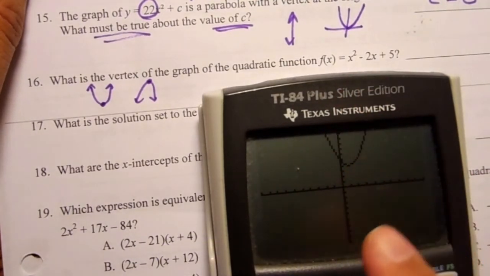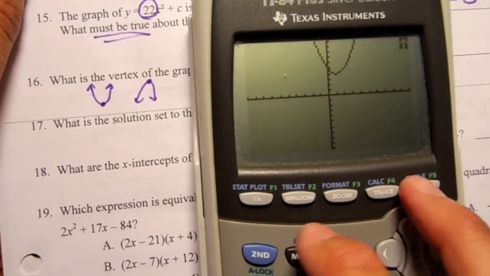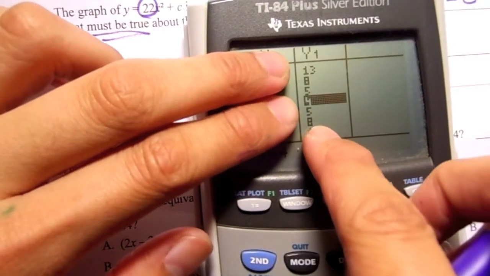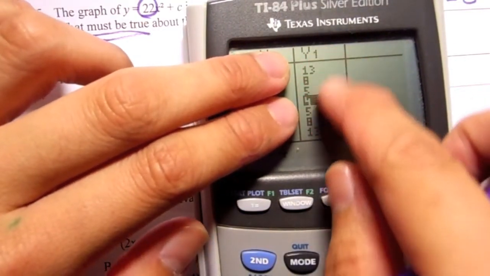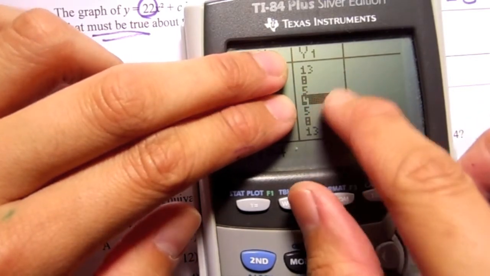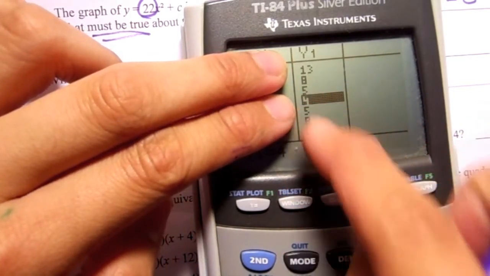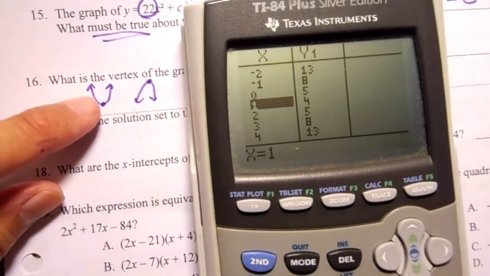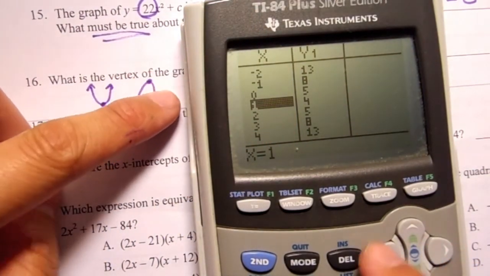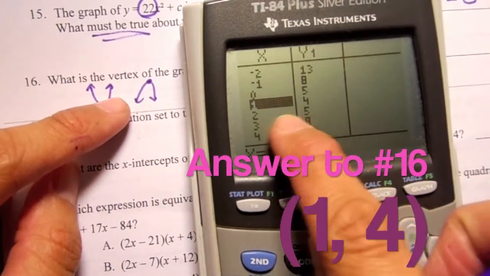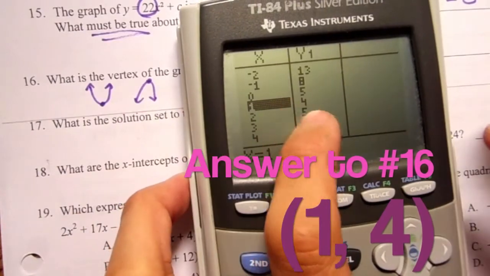So our graph looks something like this. Let's go to our table. Second, and then graph. That will bring you to your table. To find the vertex and even the zeros, you look at the y column. Notice how it's mirroring: 5 and 5, 8 and 8, 13 and 13. Whatever's in the middle, that's your vertex, because the vertex occurs where your graph changes direction. It's decreasing and all of a sudden it's increasing. So wherever it is in the center, that's going to be 1, 4.